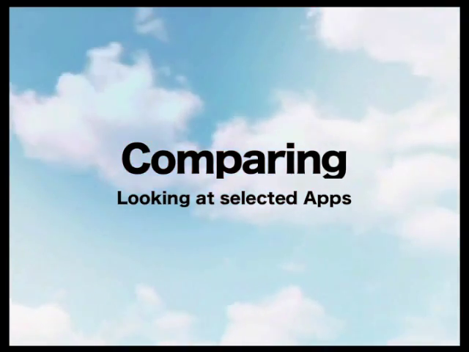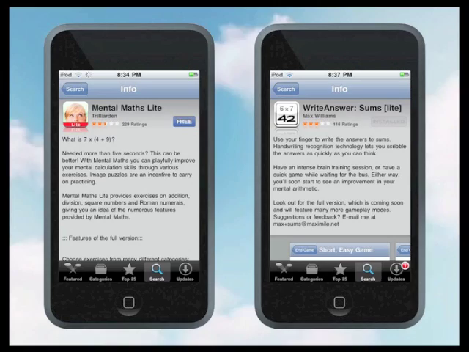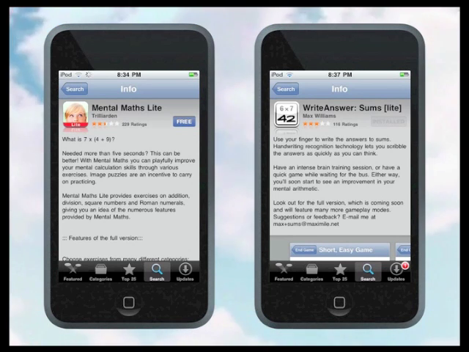The second verb they were looking at was comparing. They start looking at their selected apps. So here we have an example of 2 apps that might have come up if they're looking for maths apps. So then they make the decision between these 2, which one they feel is best suited to them. Based on a variety of things, it's their comparison.